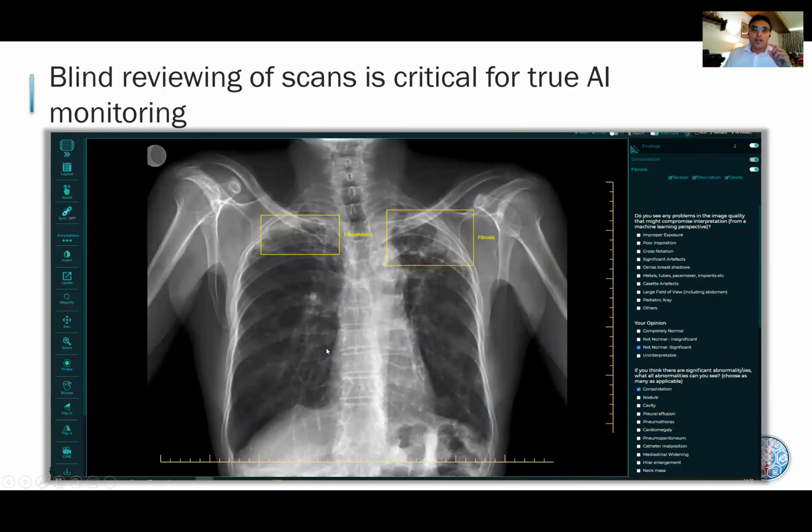It's important to know that blind reviewing of scans is very critical. The radiologists who are reading the scans for the purposes of monitoring should not be exposed to the AI outputs, since that can lead to their bias in their interpretations.